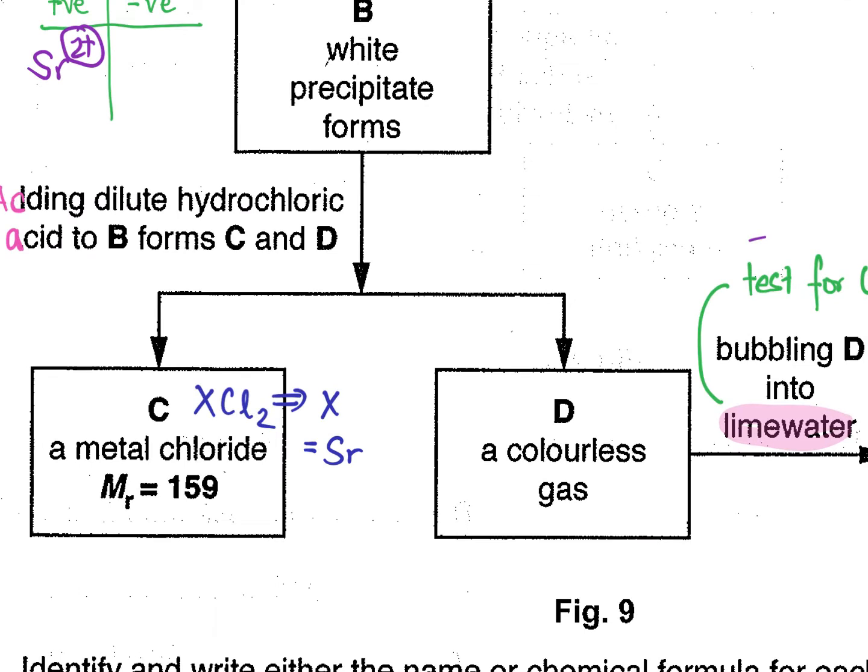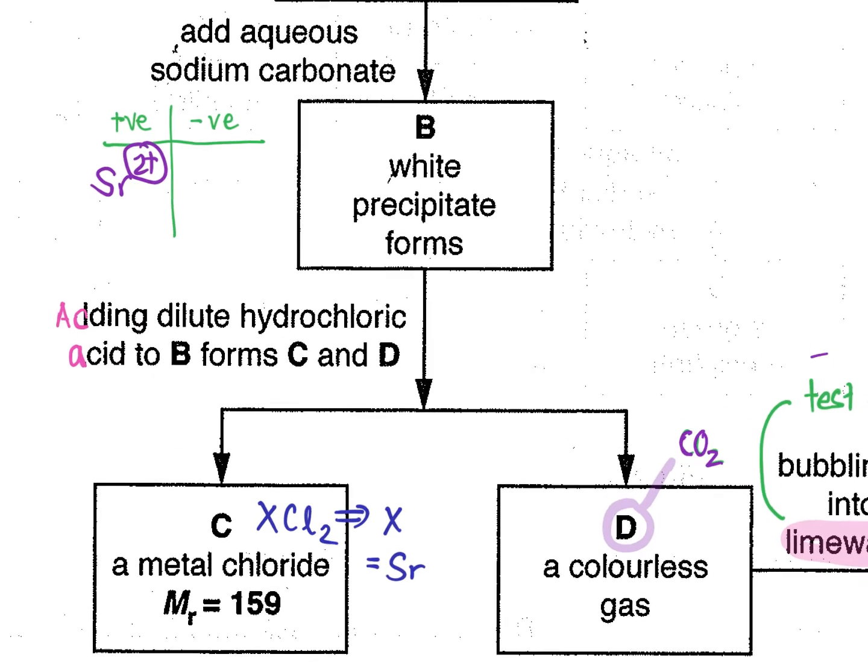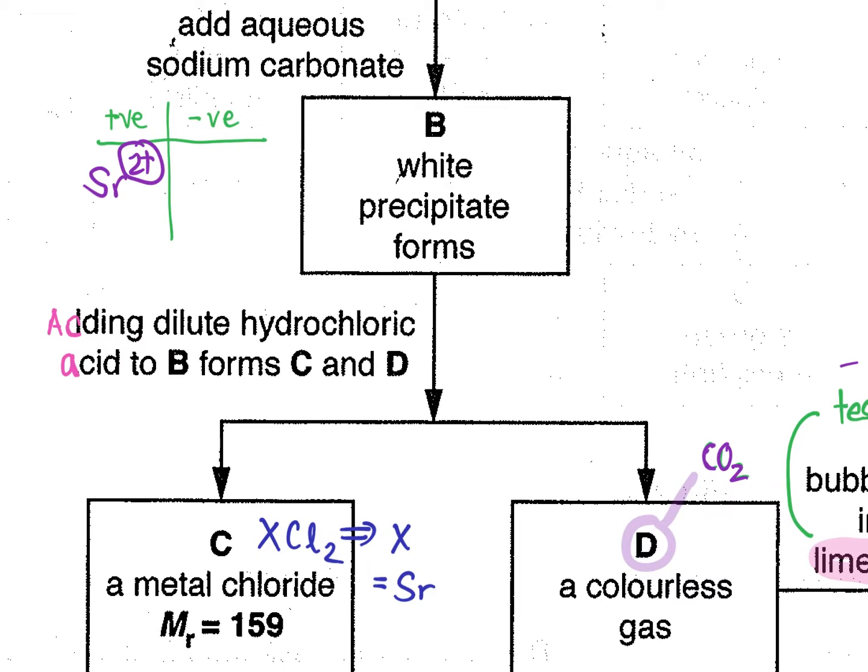So your D, you recognize that this is your CO2, right? So my question to you now is, where did my CO2 come from? So it comes from your B, correct? So do I write down carbon dioxide under the negative ion portion? Do I write down CO2 here? No. What is the ion responsible for the production of CO2? Carbonate. So over here you write down carbonate.